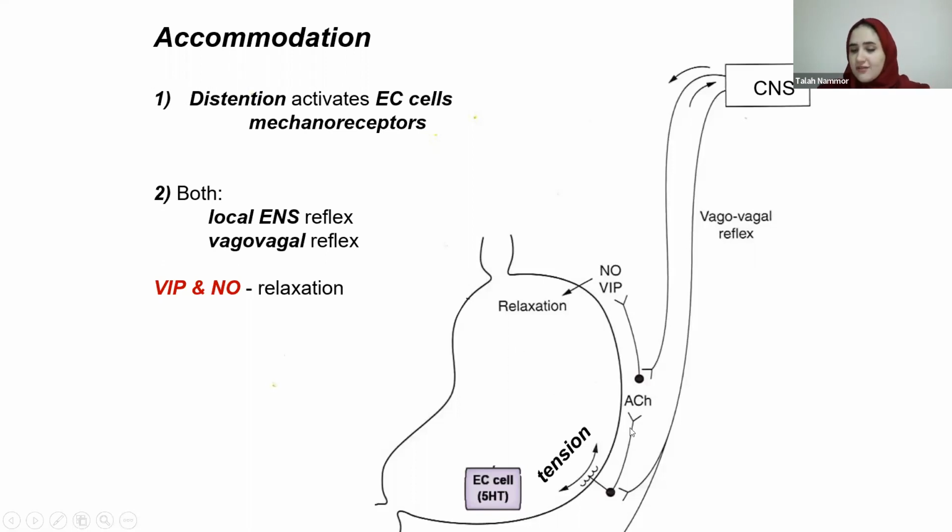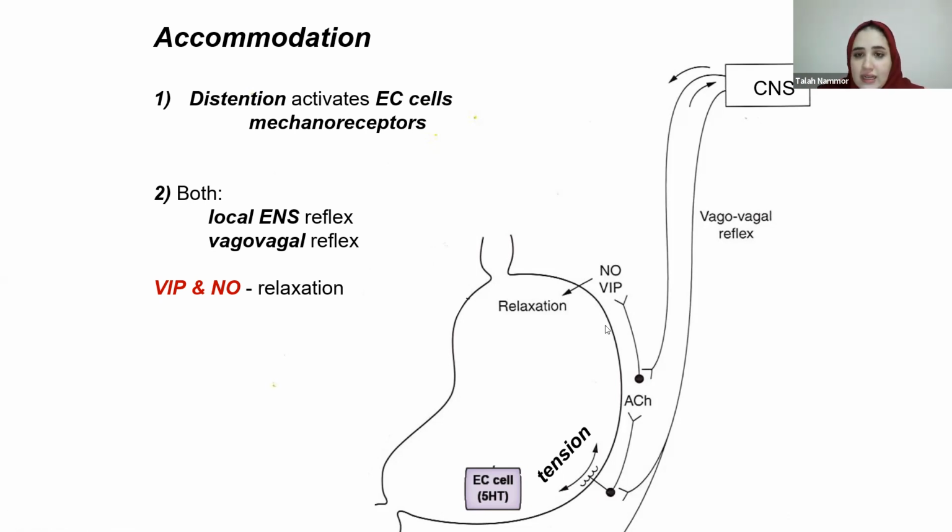This neuron is activated, so it will release acetylcholine. Acetylcholine will then stimulate the release of nitric oxide and VIP by an inhibitory neuron. Okay? Is this clear? It's like steps, it's the same step on and on and on. Once the ECL is distended, serotonin, ECH, and so on.